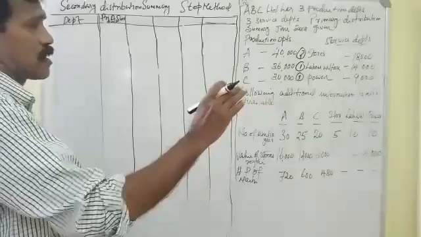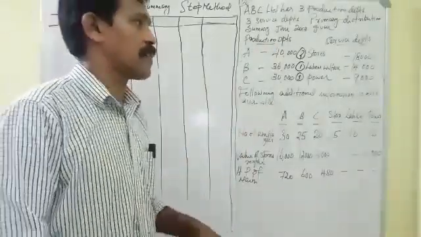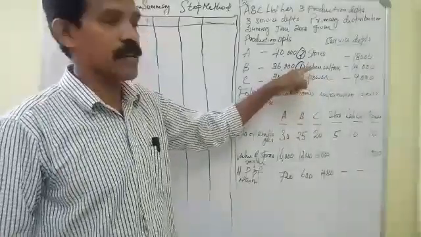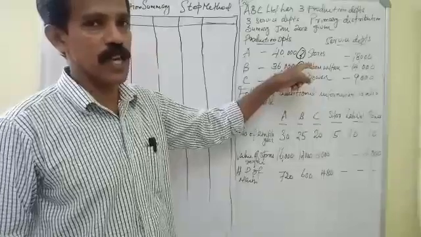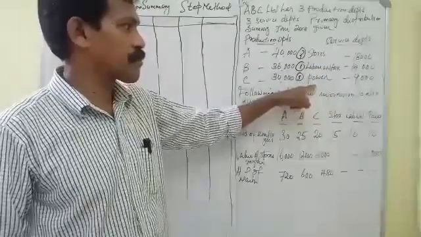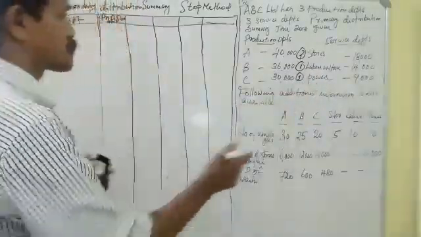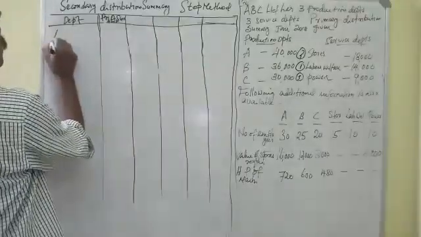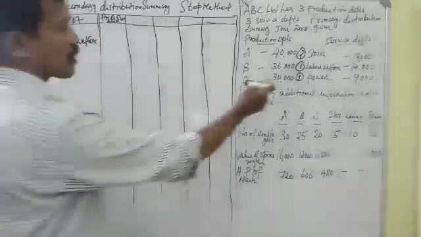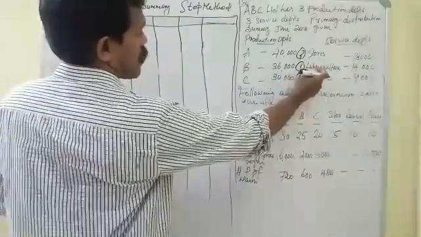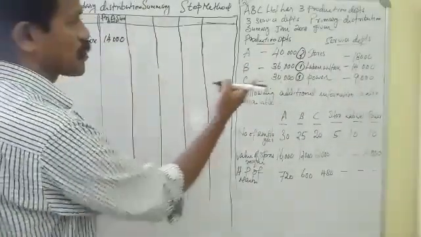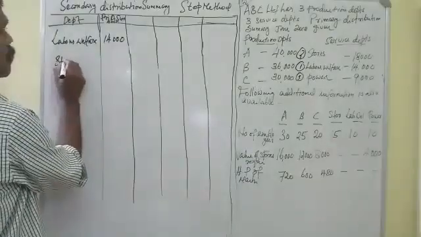Then as we already discussed, we will start from our labor welfare department. The reason is that the labor welfare department serves the maximum number of other departments. Secondly, we write the stores department, and thirdly we write the power department. Then we start from labor welfare. Labor welfare's primary distribution summary amount is 14,000, and then secondly we write the stores department.